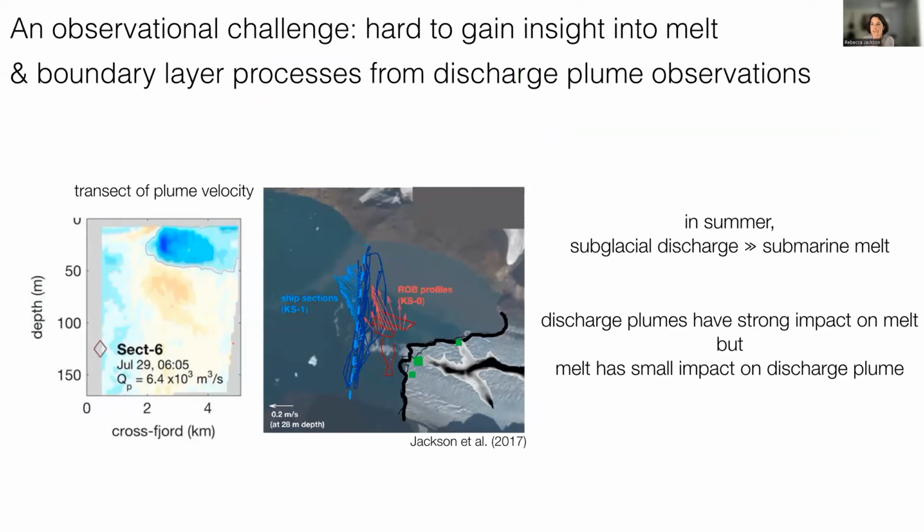So one thing I'll mention is that this is an observational challenge, because the subglacial discharge plume is often the biggest signal at these glaciers. A lot of our recent progress has been measuring the subglacial discharge plume. Discharge plumes should have a strong impact on melt, but melt actually has a very small impact on the discharge plume. So these observations of transects of plume velocity are helpful for getting into the larger scale plume dynamics, but are really difficult for testing our understanding of melt and boundary layer processes.